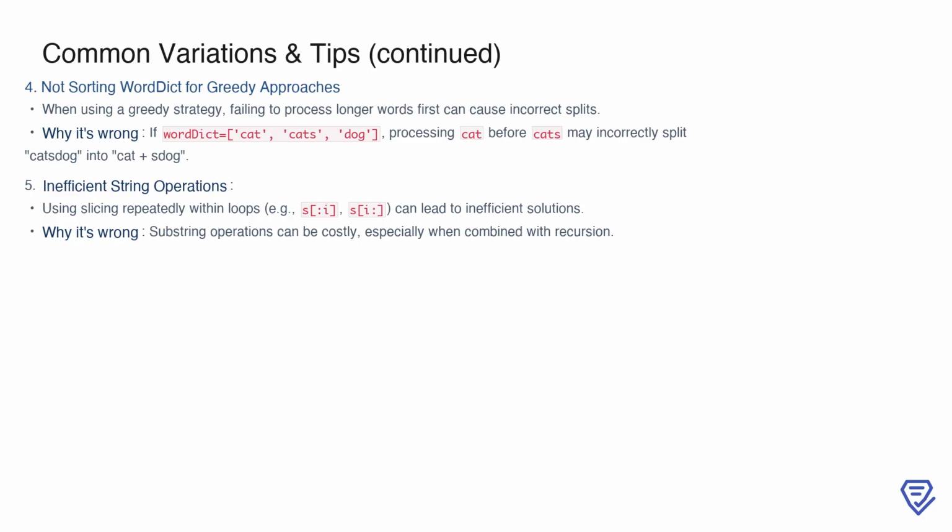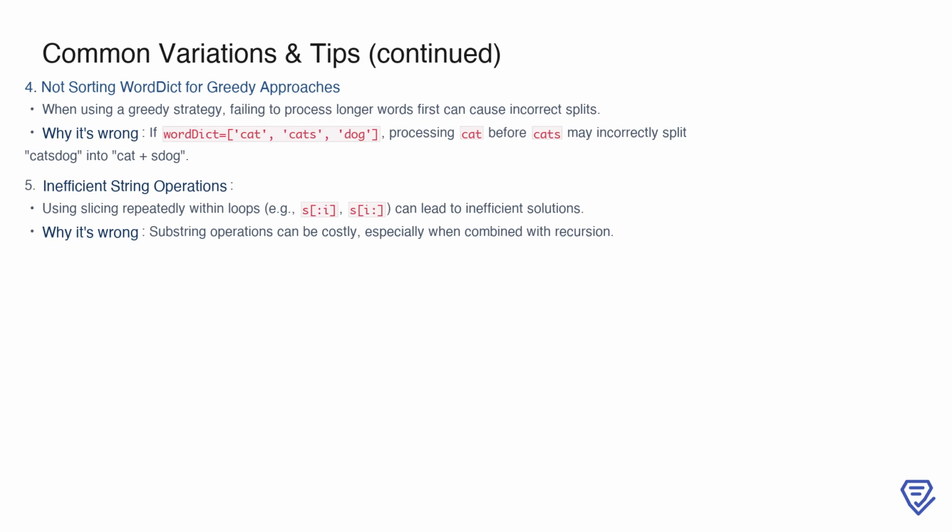Another common pitfall is neglecting to sort the dictionary when using a greedy approach. Greedy strategies often fail if longer words are not processed first. For example, with the dictionary ["cat", "cats", "dog"], splitting "catsdog" by prioritizing "cat" before "cats" leads to incorrect results like "cat" plus "dog". This highlights why sorting the dictionary by word length is crucial in these cases.